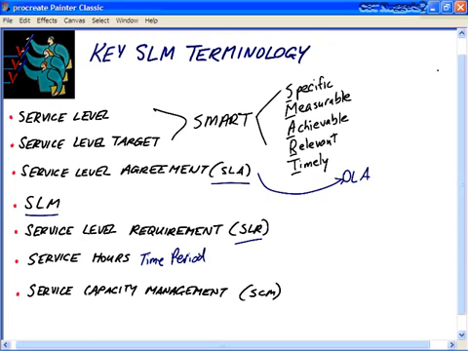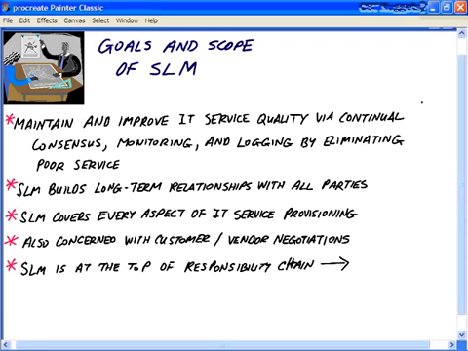Service capacity management is tightly coupled to business capacity management and component capacity management. And we'll talk more about this later on in this Nugget series.